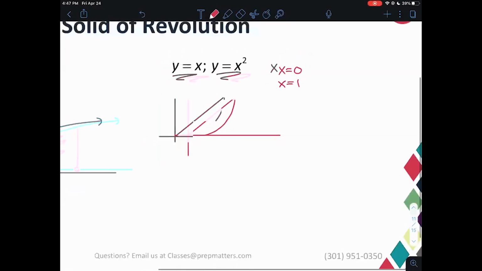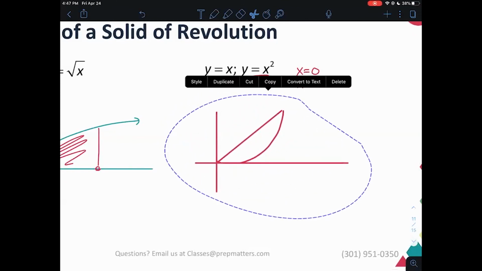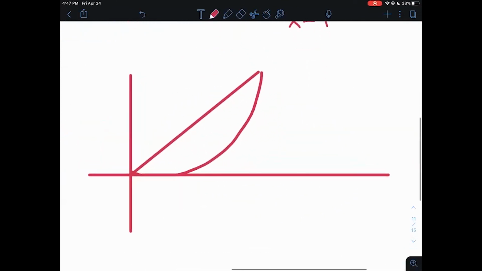And that's going to look like this. Make that a little bit bigger. Now, based on our axis of revolution, our radius, inner radius and outer radius, can take many different forms. So let's say we are going to rotate this around the x-axis.